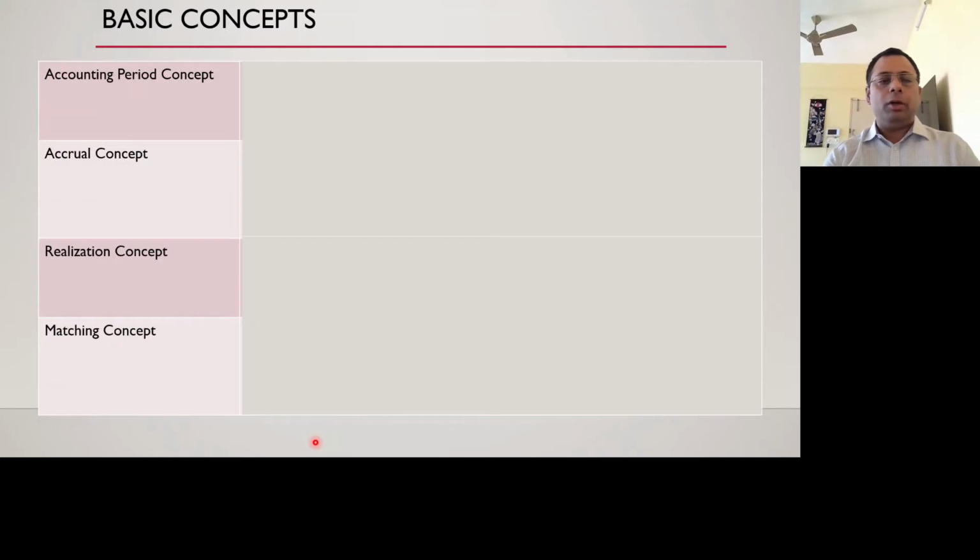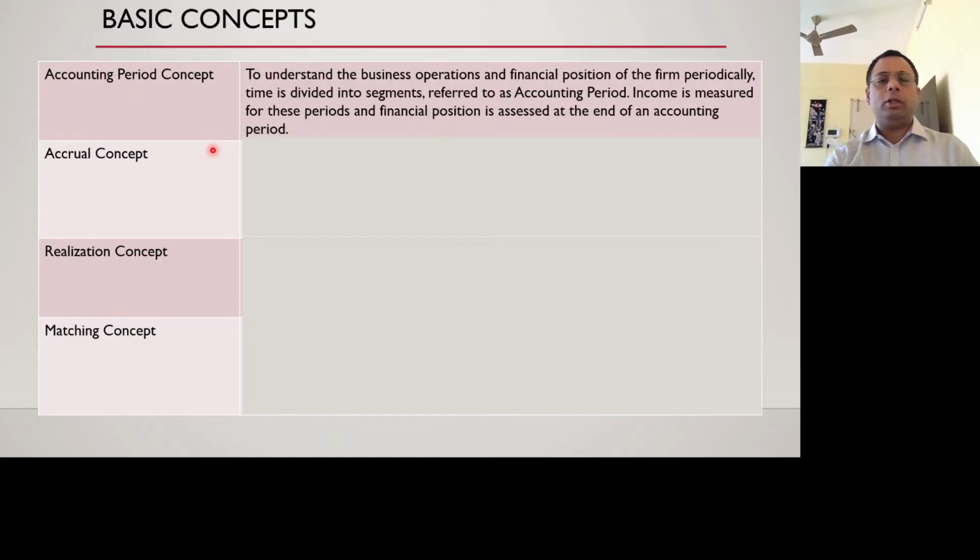Moving on, we have the accounting period concept. The whole transaction period is divided into sub-chunks like one year, three months, or six months, and the accounting is done for those periods. Then the accrual concept.